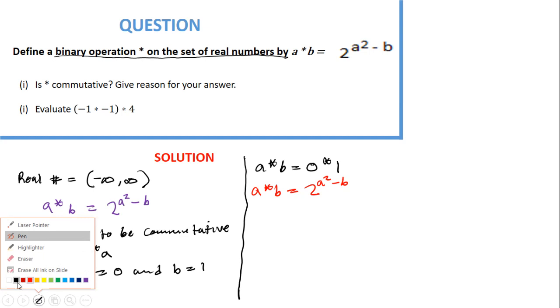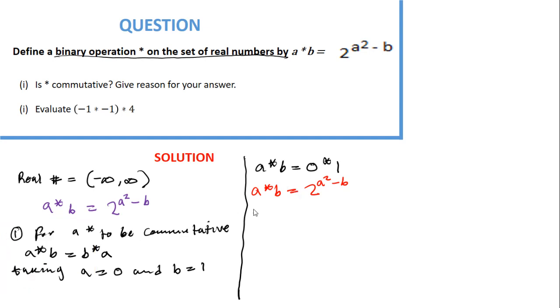So at this particular moment, you put 0 star 1. Where there is a, you put 0, so you say 2 to the power 0 squared minus, where there is b, you put 1. If you work that out, this will simply be 2 to the power negative 1, and 2 to the power negative 1 is simply equal to 1 over 2, according to the laws of indices.